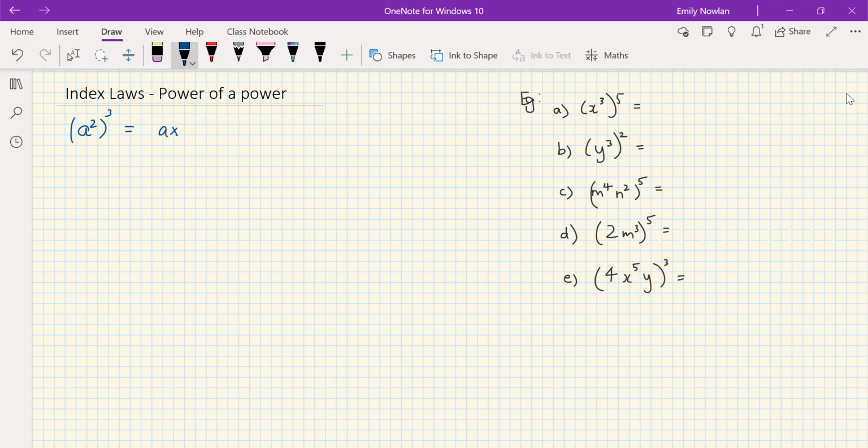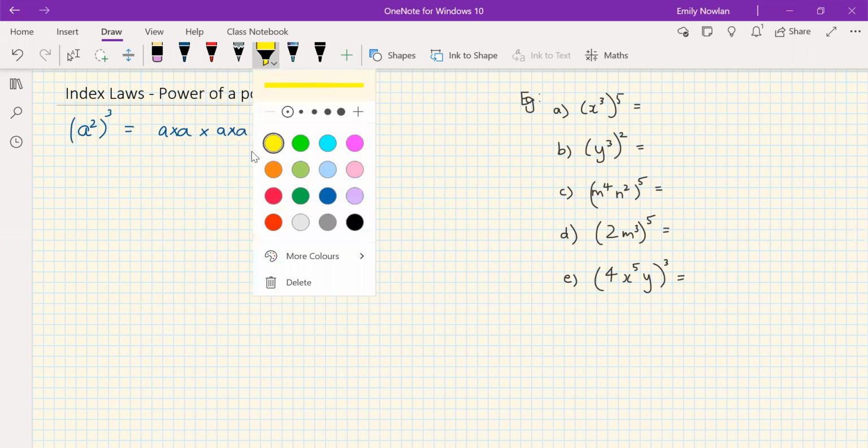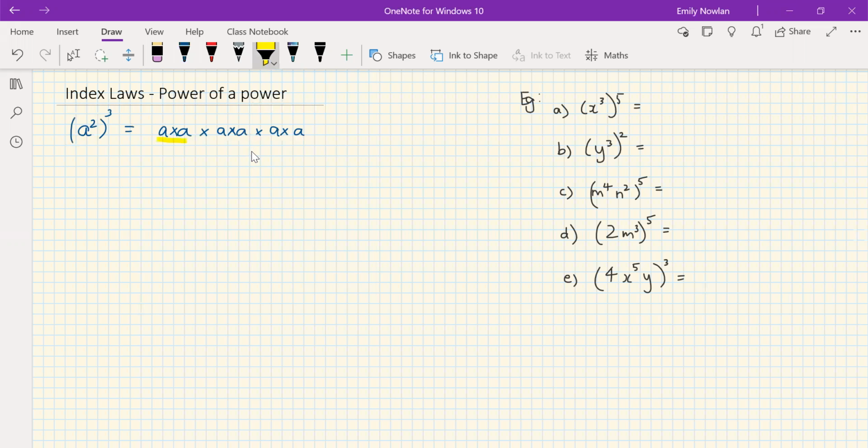So I've got to go a squared, which is a times a, times another a squared, which is another a times a, times another a squared, which is another a times a. So I've got a squared here, a squared here, and a squared here, multiplied by itself 3 times. If I run that along, that's a times a times a times a times a times a, which is a to the power of 6.